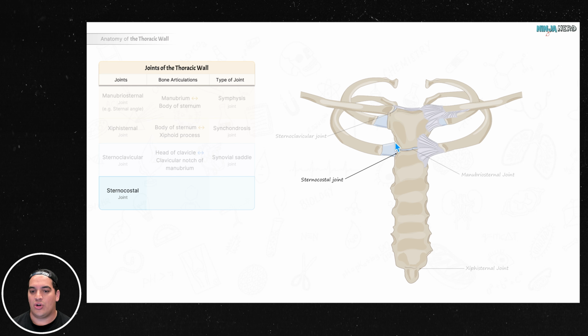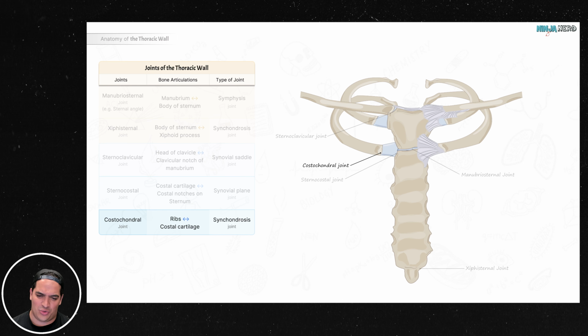That is going to be between the costal notches of the sternum and the costal cartilage of the associated rib. Now, with this is a beautiful type of joint called a synovial plane joint. It doesn't allow for a lot of movement. It's more of a gliding movement, if you will. All right, next we have the costochondral joint that we see highlighted in blue here as well. That's between the rib and the costal cartilage. And this is a synchondrosis, meaning it's a joint formed by hyaline cartilage.